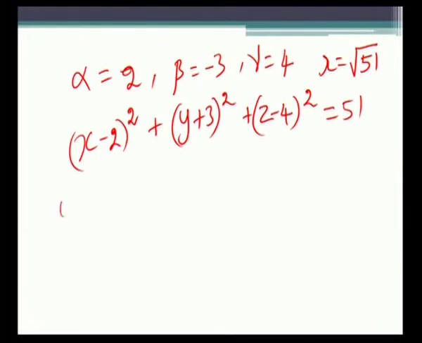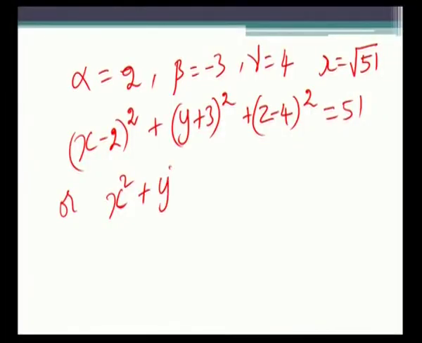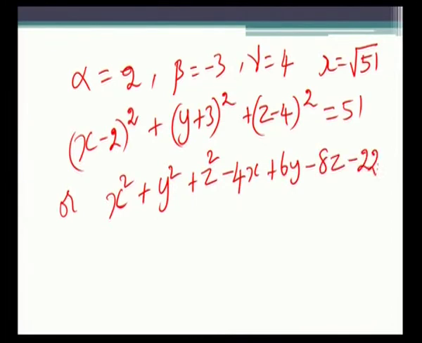Now, simplifying this, we will get x square plus y square plus z square minus 4x plus 6y minus 8z minus 22 is equal to 0, which is the equation obtained after simplifying. This is the equation of the required sphere.